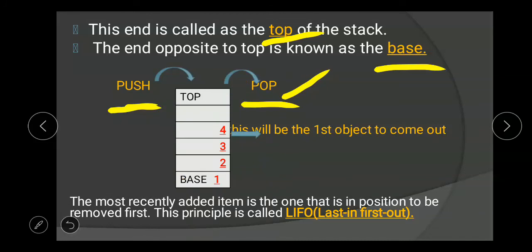The most recently added item is the one that is in a position to be removed first. Here 4 is the item we added most recently, so that 4 will be removed first. This principle is called LIFO, last in first out. That means 4 is the item inserted last, and this is the item we will remove first. That's why we call it last in first out.